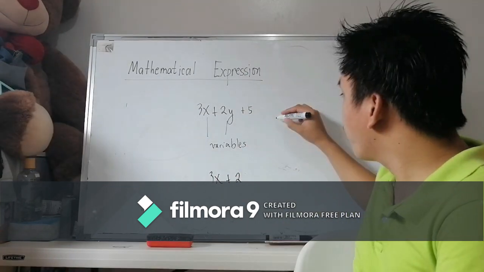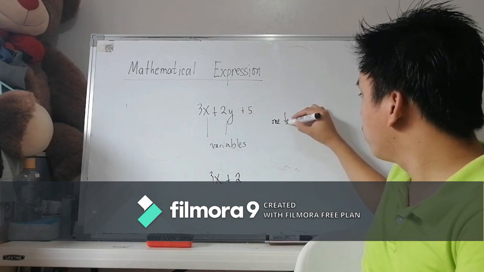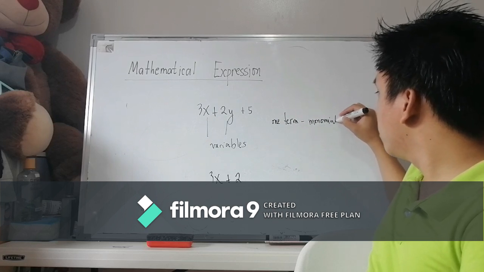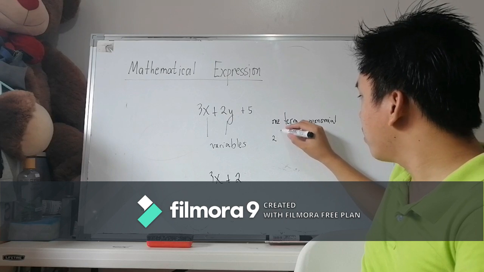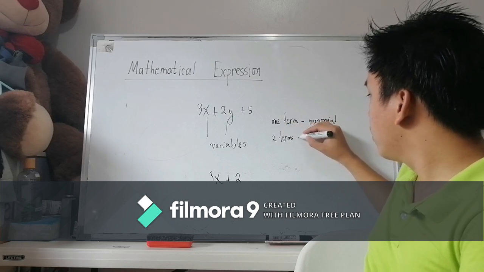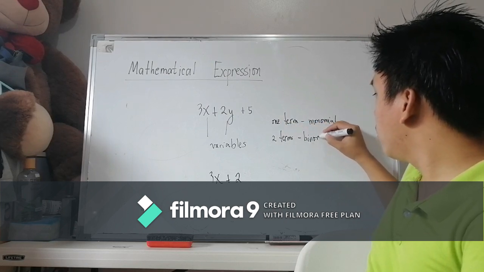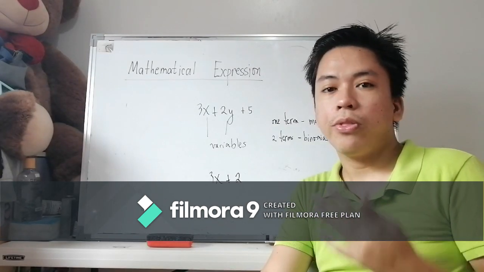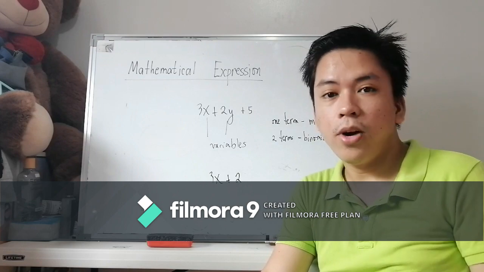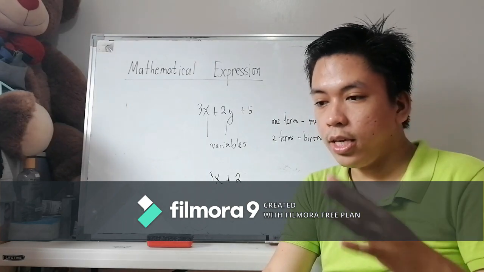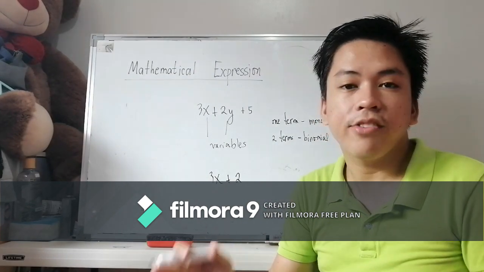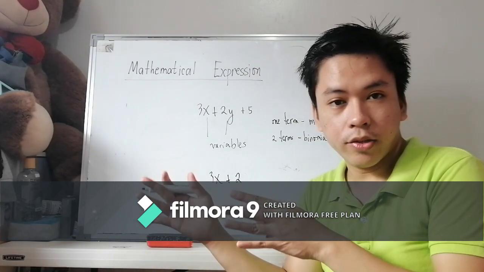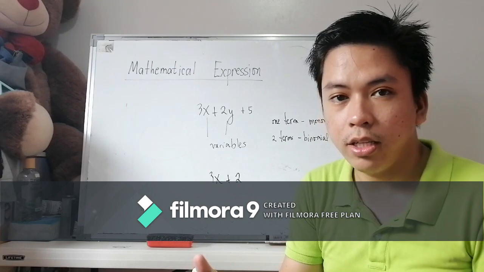So again, for one term, that's a monomial. And for two terms, that's a binomial. We can say that for three terms, that's a trinomial, and so on. To generalize, an expression that is composed of two or more terms is called a polynomial.